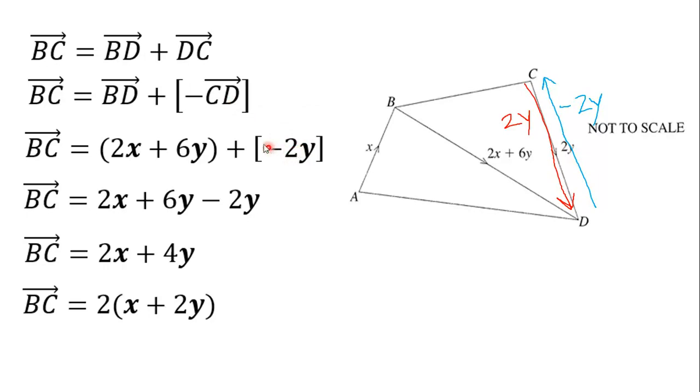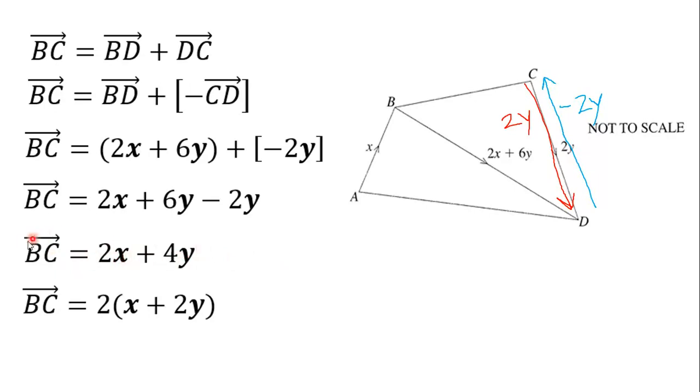What is a negative multiplied by a positive? A negative and a positive is indeed a negative. So let us continue. We know that 6y minus 2y is simply 4y because 6 minus 2 is 4. And we have 2x here. We bring that down. So all in all, BC is equal to 2x plus 4y.